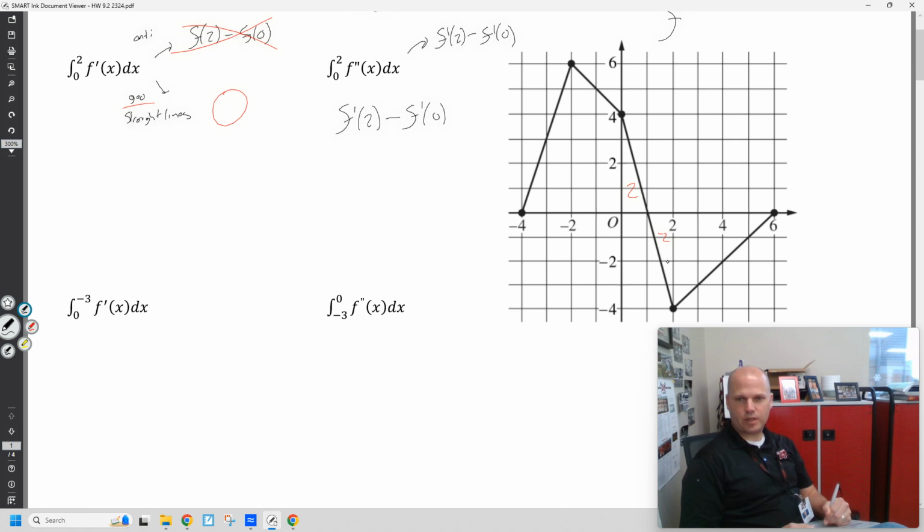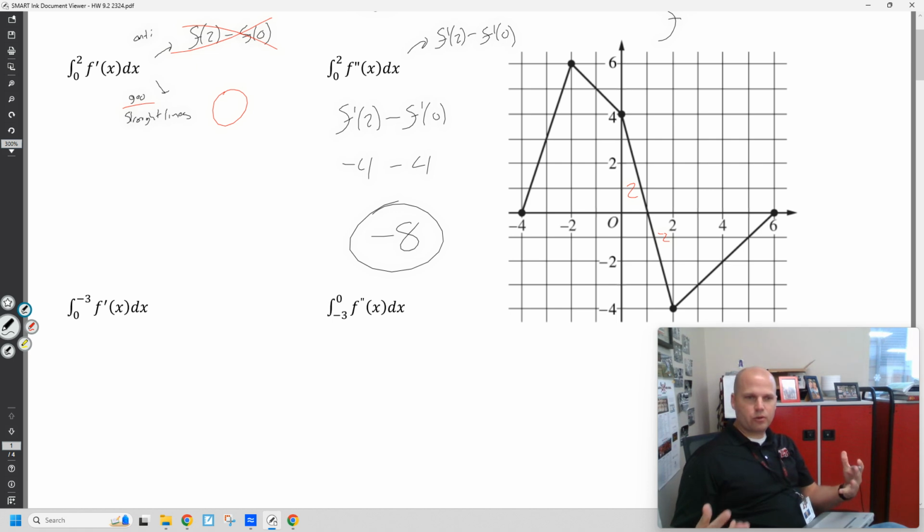F prime of 2 is -4. F prime of 0 is 4. I get an answer -8. Being ready to adjust and adapt based on what is asked of you, what you're given. We'll make things more complicated by going from right to left.